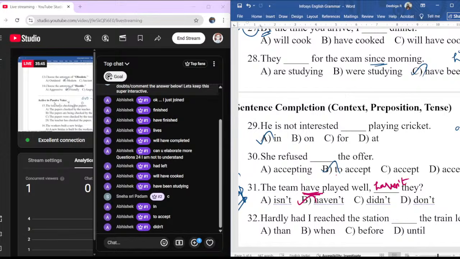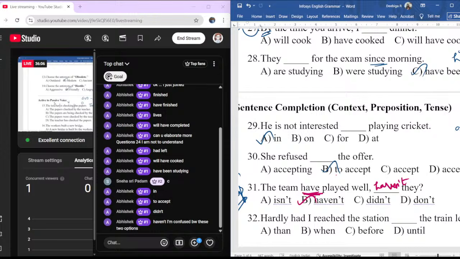When you don't know about something, you don't know if this person had dinner or not, so you ask, did you have dinner yesterday? You ask a question only when you don't know about something. But when you know about something only partially, in that case you will use question tags. You don't know for sure if this team has played well or not. So you use haven't they.